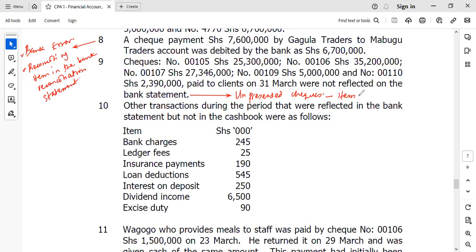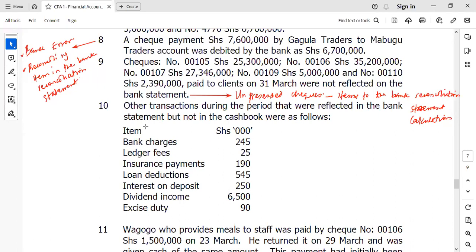Of course, this is a reconciling item. These are items to the bank reconciliation statement calculation. You're going to have to deal with that. It's not a cash book item. The other transactions during the period that were reflected in the bank statement, but not in the cash book, were as follows.